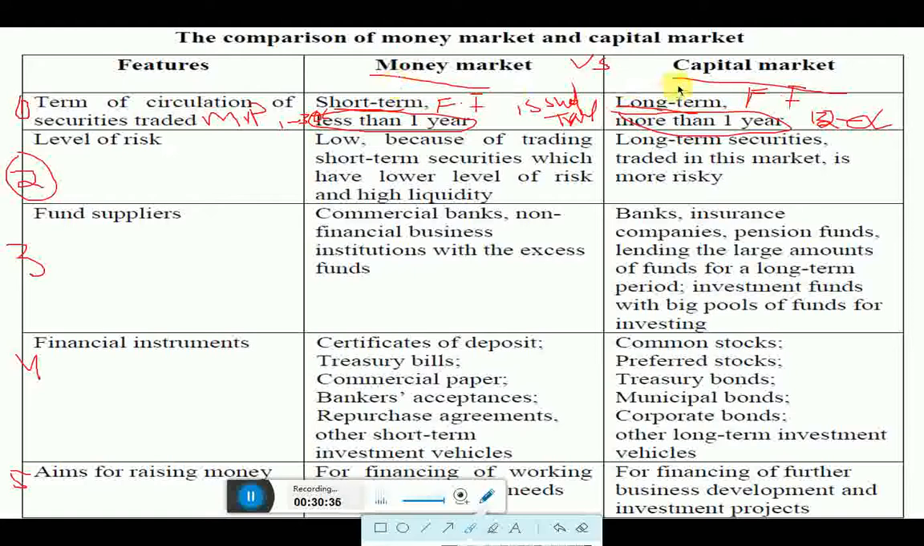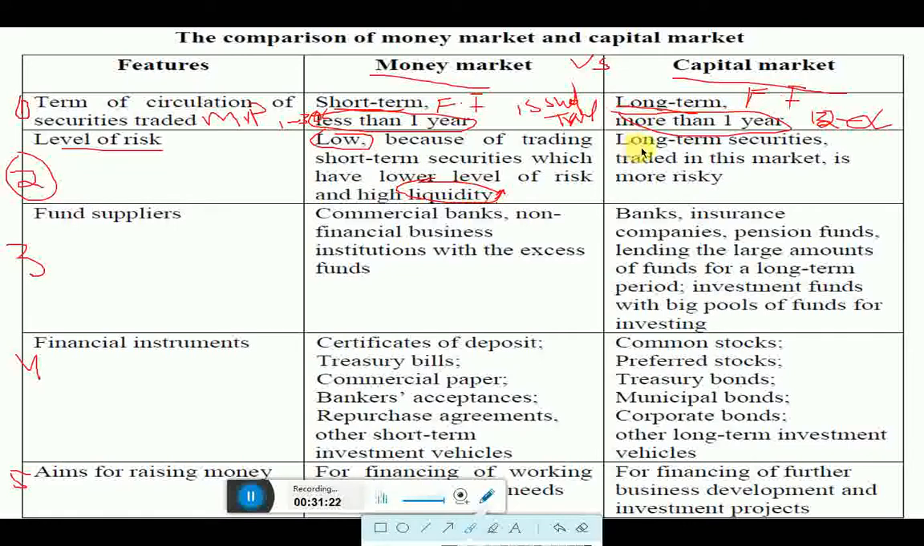between the money market and capital market is the level of risk. Basically, money market instruments have low risk because of trading short-term securities, which have a lower level of risk and high liquidity. High liquidity means easily convertible into cash. In finance we have a quote: maximum risk will give you maximum return, minimum risk will give you minimum return. So on the money market we have low risk and due to that low return, and our financial instruments are very liquid, which means we can easily convert them into cash without any significant difference in price or value.